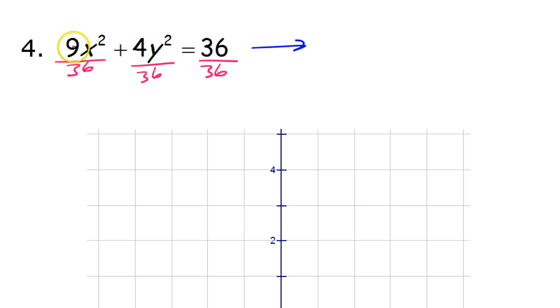Now I'm going to just reduce. 9 over 36 is 1/4. Right? So that's why this is going to be x squared over 4. I'm just reducing. Similarly, I will have y squared over 9. 4 over 36 is 1/9. I'm just reducing. And 36 over 36 is 1.